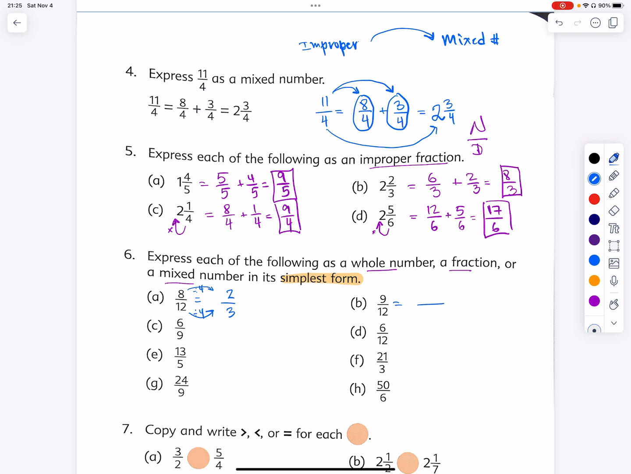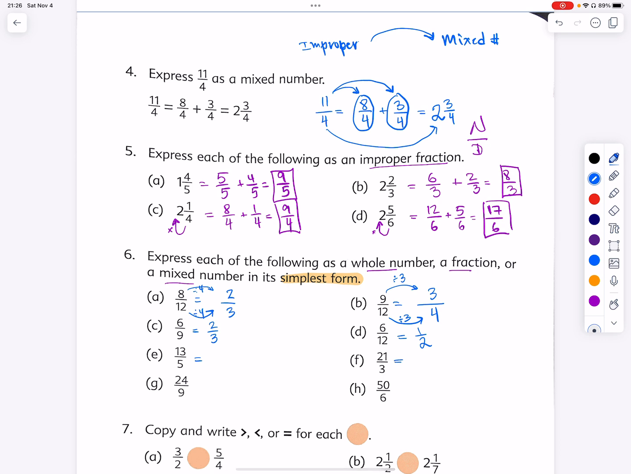How can we reduce? How can we simplify this fraction? Well, we know both 9 and 12 are divisible by 3, right? That's their common factor. 9 divided by 3 is 3. 12 divided by 3 is 4. We found an equivalent. 6 out of 9, we divide by 3, also results in 2/3. We divided by 3. 6 out of 12, well, that's just 1/2. We know 6 is a half of 12, right?